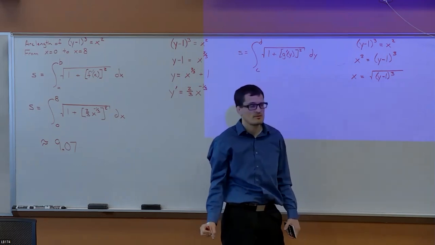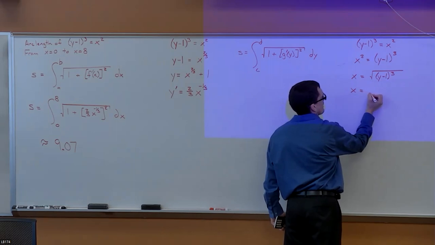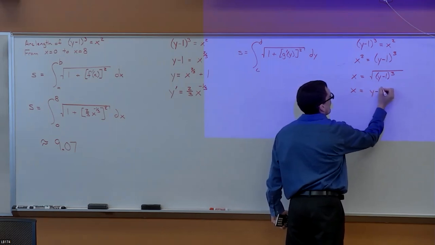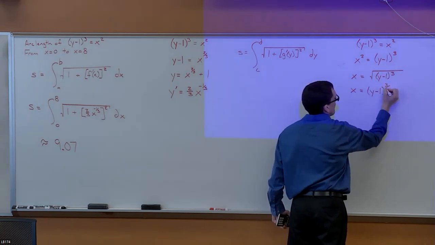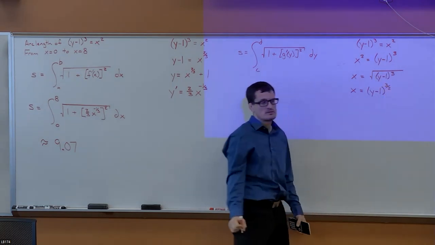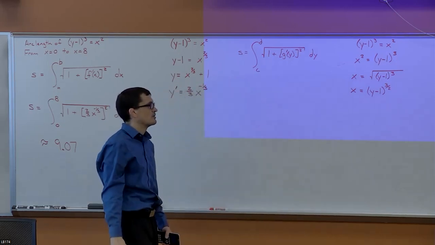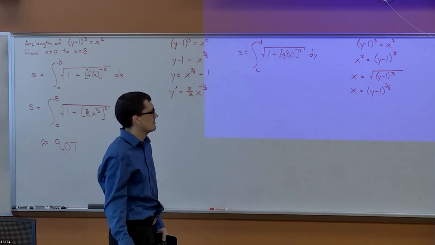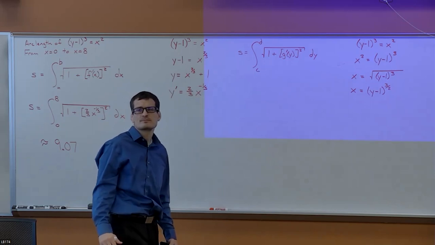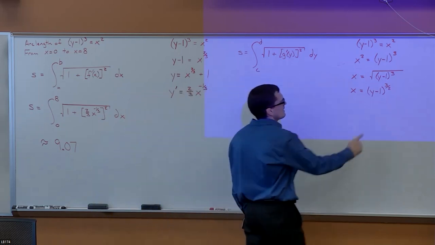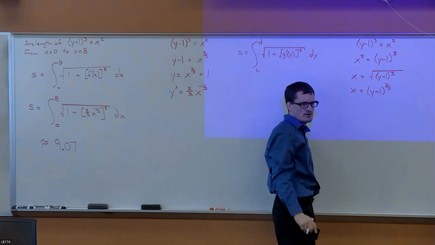Does that make sense? Or if I wanted to rewrite that, I could take both sides to the 1/2 power. So a square root of something cubed is the same thing as that something to the 3/2 power. It's going to be easier to take my derivative if I have a 3/2 power than a square root.